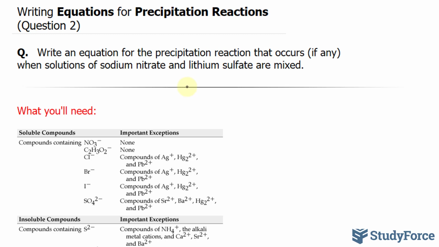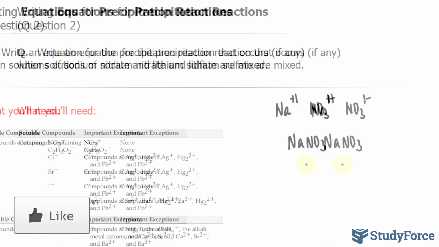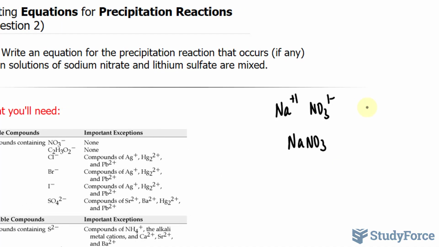We have sodium nitrate, Na, which has a charge of +1, and nitrate, NO3, which has a charge of 1-. This is the anion, this is the cation. We end up with NaNO3. Here we have lithium sulfate. Lithium has the symbol Li, and sulfate is a polyatomic ion, SO4 2-. That 2- will be placed right here.